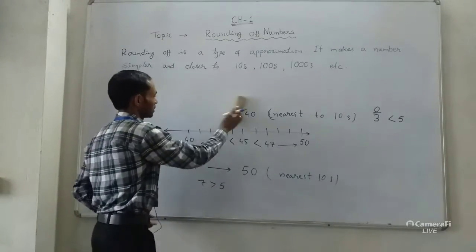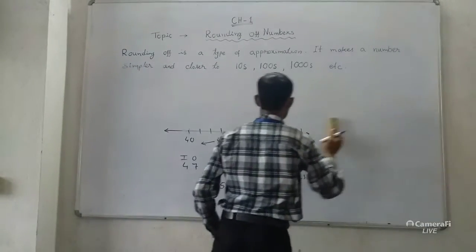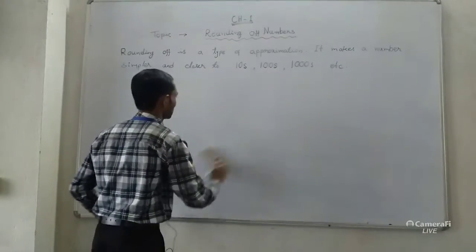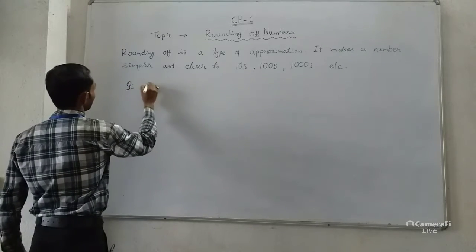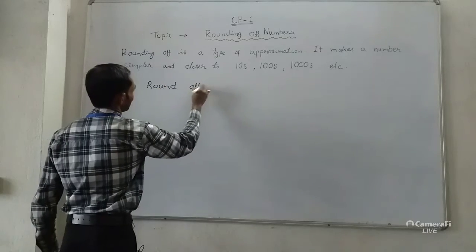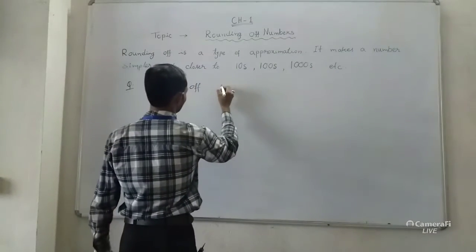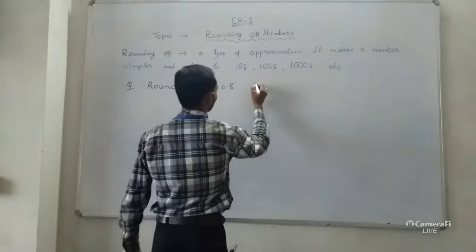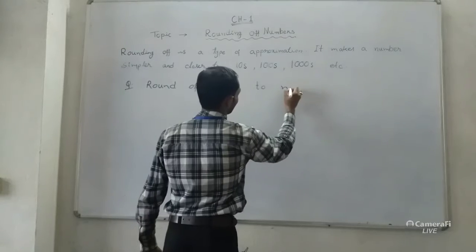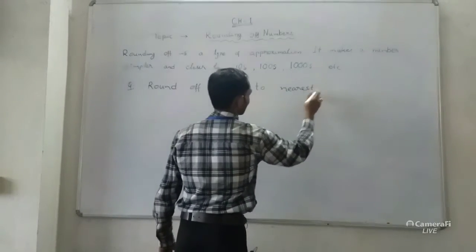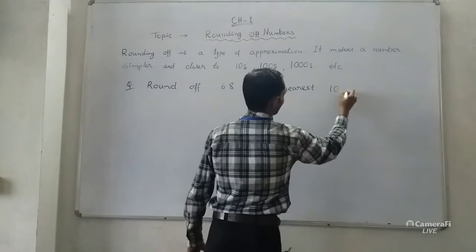Now let us take another example in our short method. We will find the rounding of numbers in the short method. Question: round off 68 to the nearest 10.